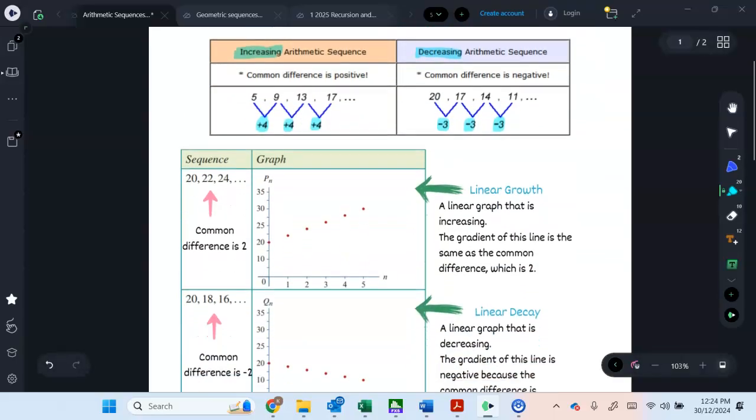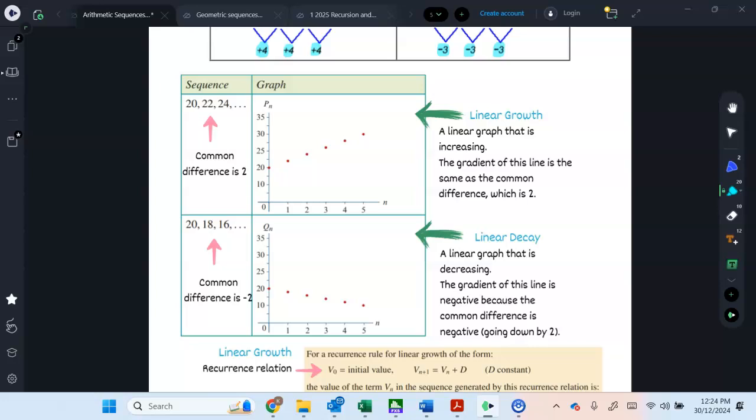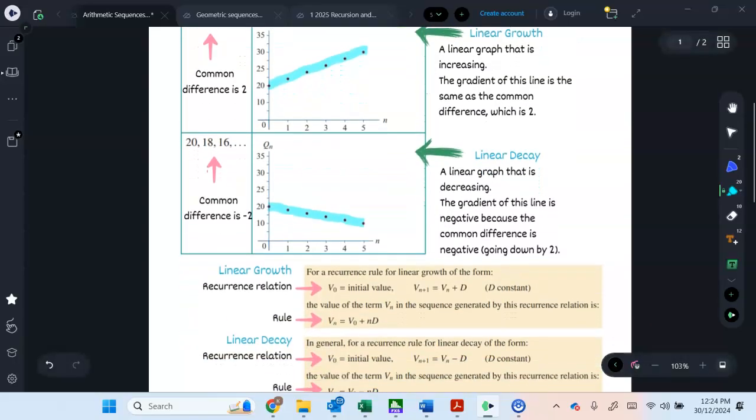If we had a look at the graph of an arithmetic sequence, it would be a straight line. It would be linear because we're going up by the same amount each time. Or if it was going down, it would be like that. If it's going up, we call that linear growth or arithmetic growth, and if it's going down, linear decay. Basically, if we were to form a straight line, you would have the line y equals mx plus c, where m is your gradient. So your common difference is also just your gradient in a straight line. Those examples are pretty straightforward.